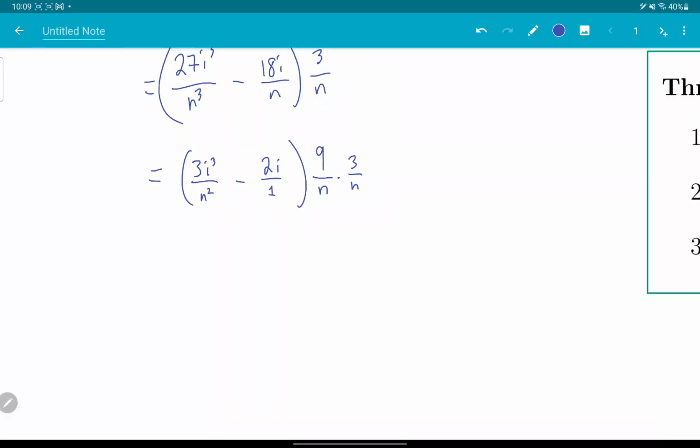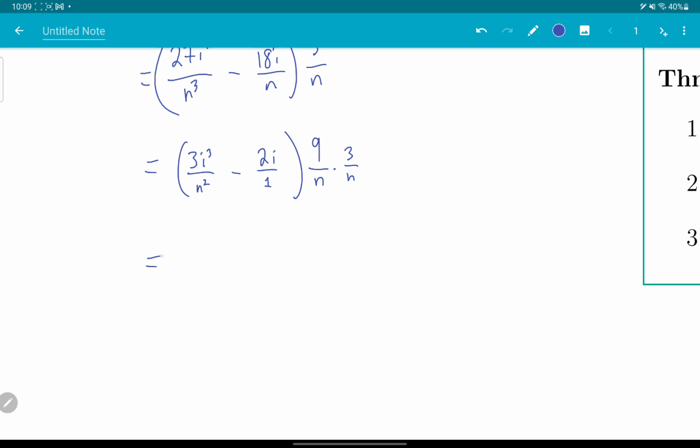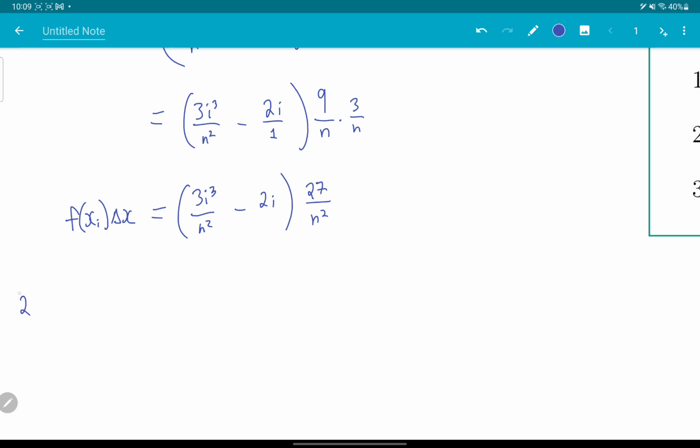Now, my next step is to simplify a little bit further before moving on to stage 2. So I'm just going to clean things up inside, and I get 27 over n squared. Okay, so this is f of xi times delta x. Okay, stage 2, we'll bring our sigma into the game.